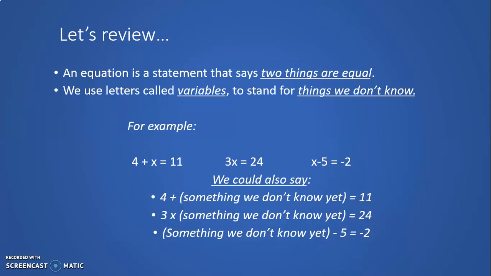Okay, for example, let's put the letters and numbers together and see what kind of statements they look like. 4 plus x equals 11. Or another example is 3x equals 24. Or maybe x minus 5 equals minus 2. Now we could also say 4 plus something we don't know yet equals 11. Or we could say 3 times something we don't know yet equals 24. Or we could say something we don't know yet, minus 5 equals minus 2. So these are equation examples.